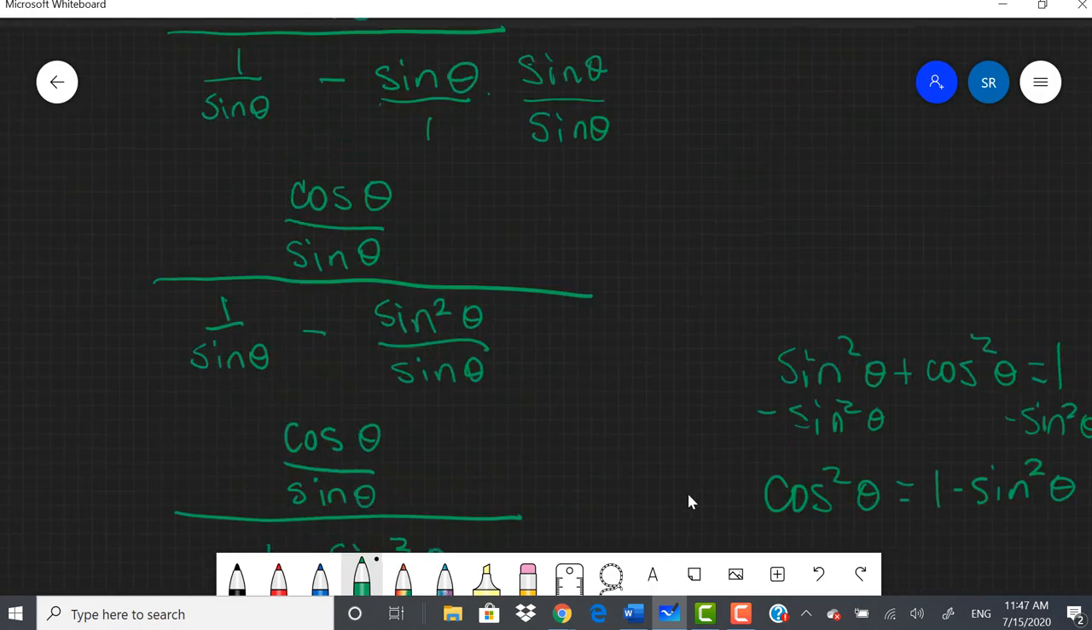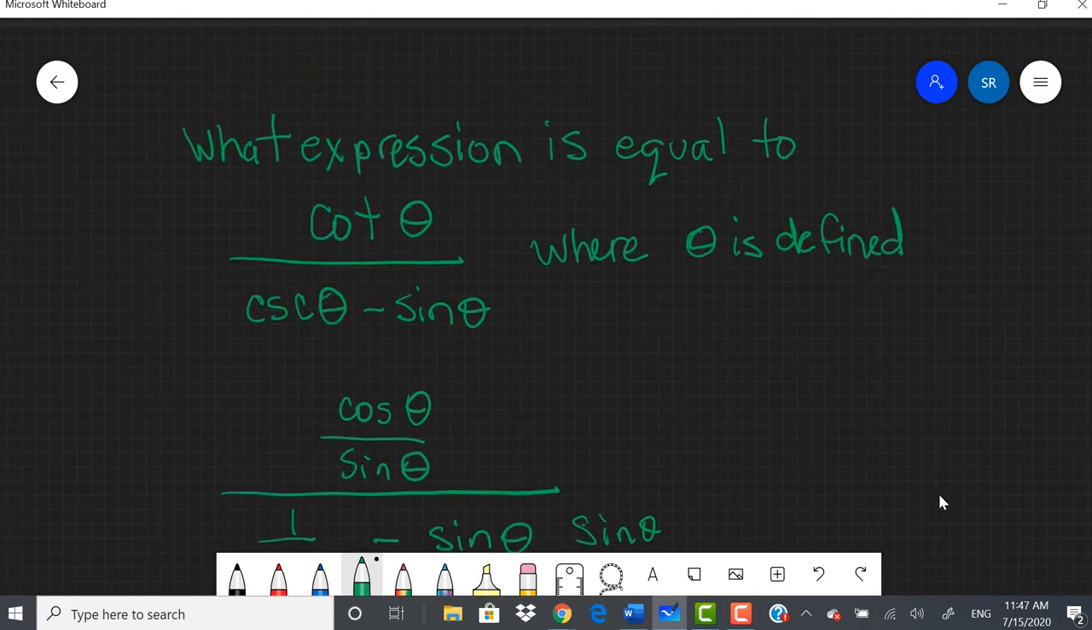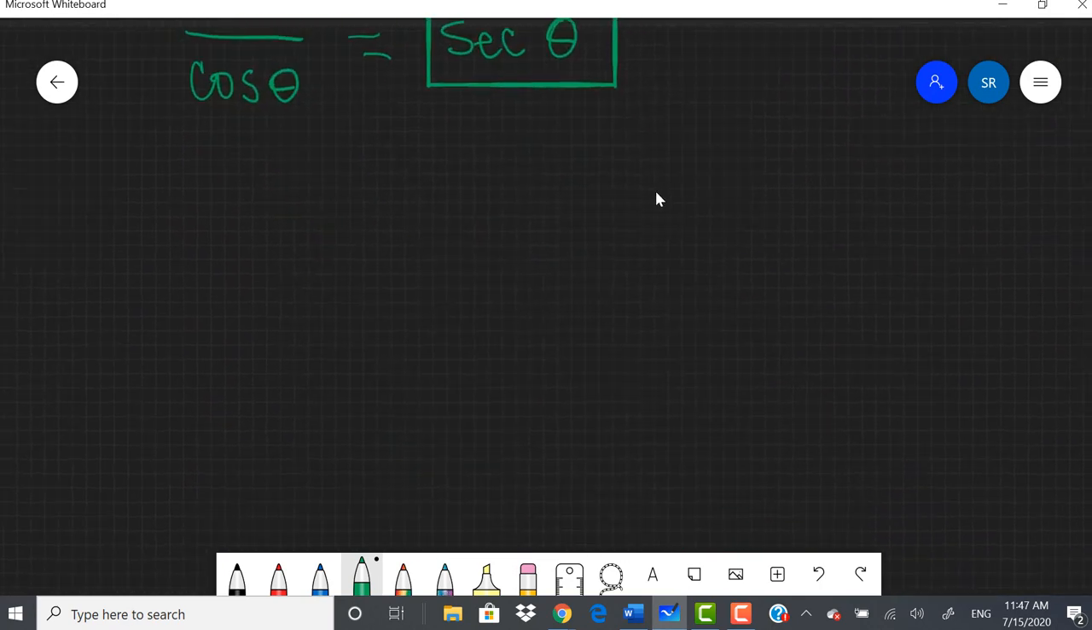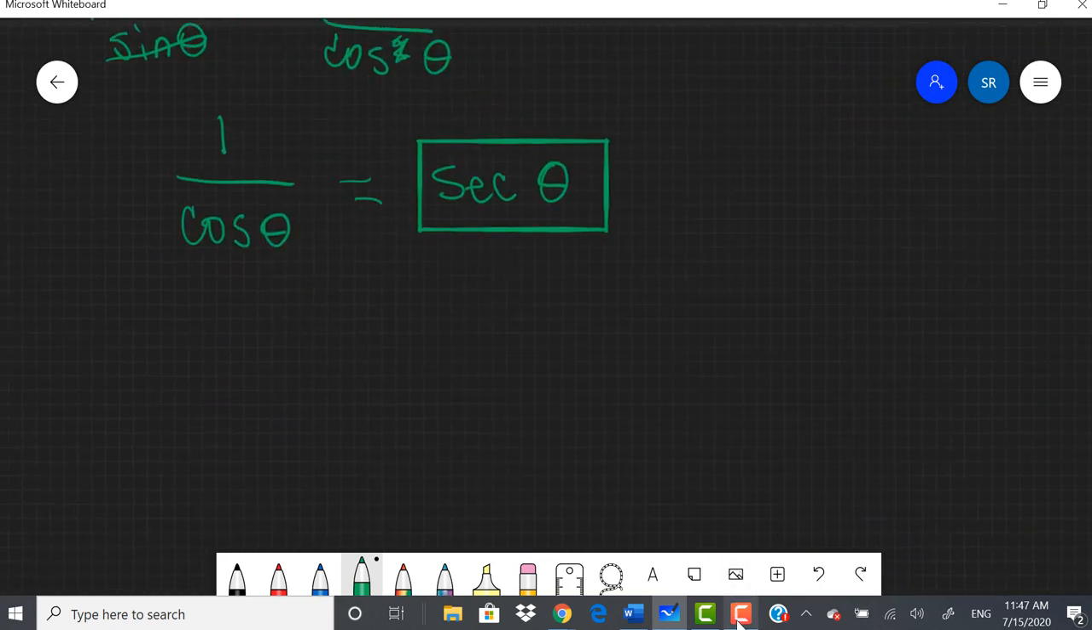So this expression, we had to do all this work to it, and we end up with our answer as secant theta.